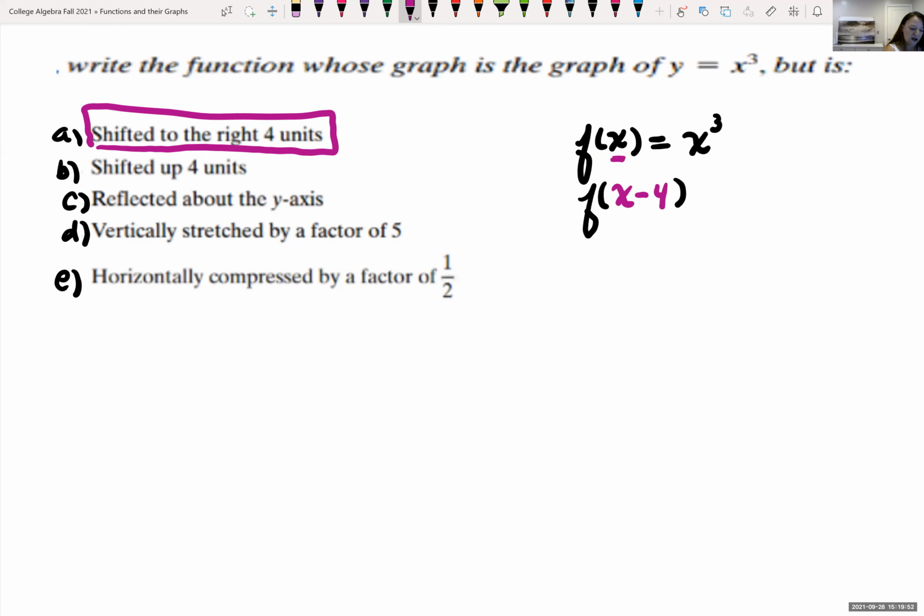And so wherever we see an x in our function f of x, we're replacing it with x - 4. And so this is going to equal x - 4 quantity cubed.